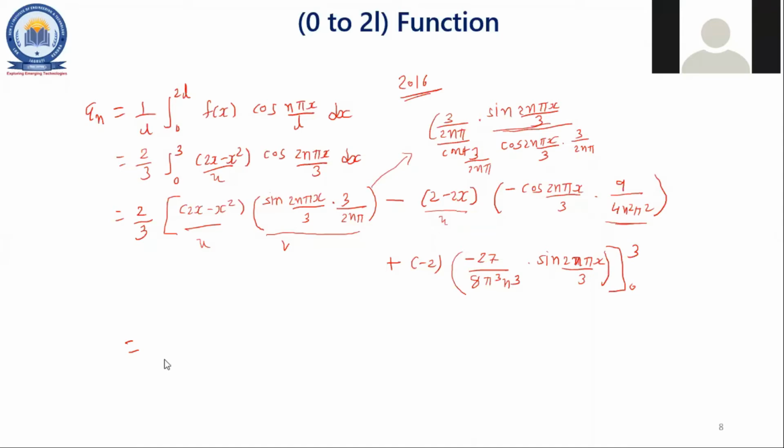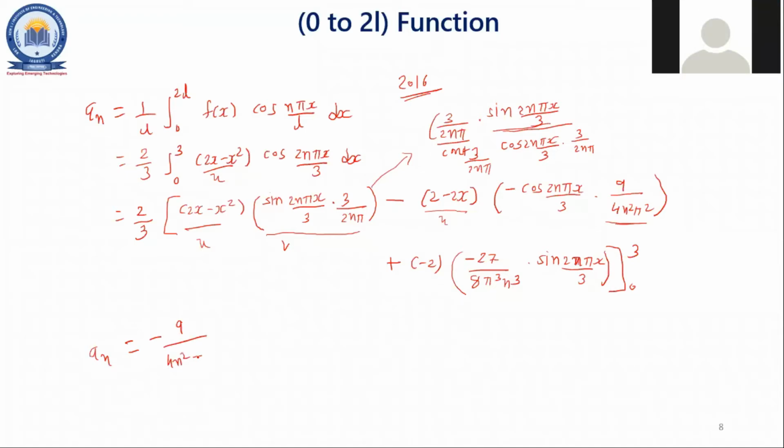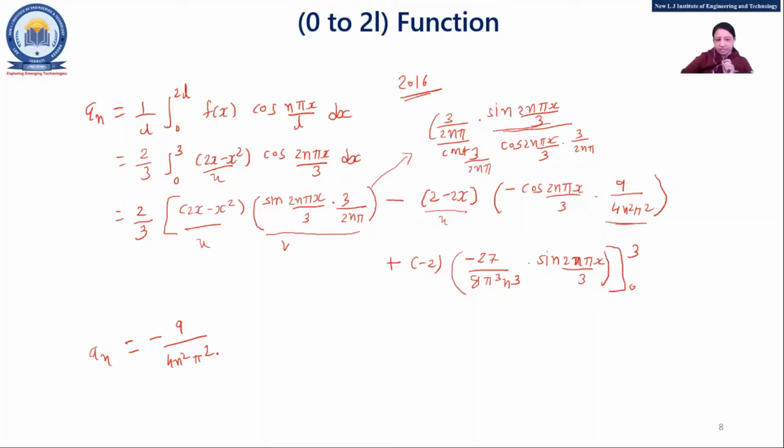Minus 9 upon 4 n square pi square. Have you calculated now? Yes, ma'am. Minus 36. My answer is minus 36. Only minus 36? Upon 4 pi square n square. Minus 36, I'll write down here, upon 4 pi square n square.